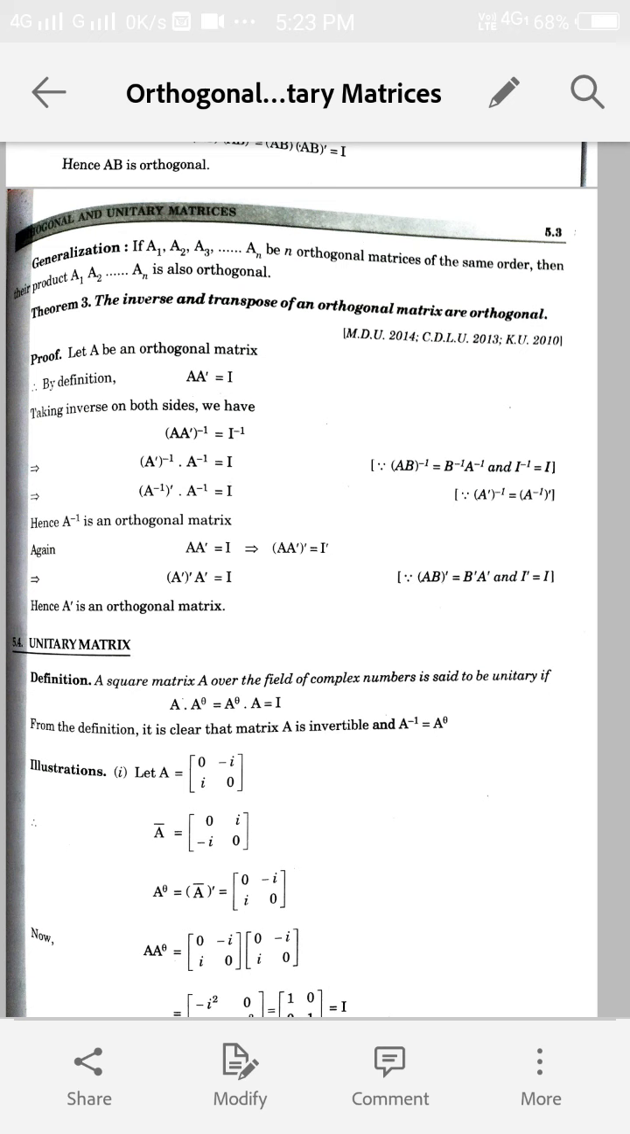Now interchange inverse and transpose. So we are here with A inverse transpose into A inverse equal to identity. Now look carefully at this equation. Here the matrix is A inverse, and we have multiplied it by its transpose, and we are again with the identity matrix. And what is this? This is the definition of an orthogonal matrix. So from here we can say that if A is an orthogonal matrix, then its inverse will also be orthogonal.